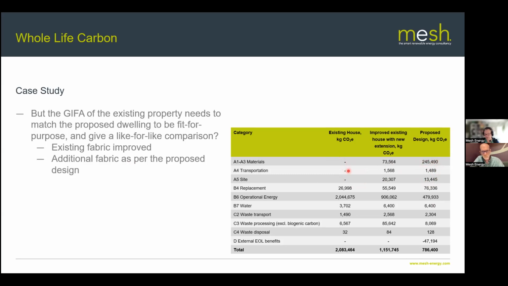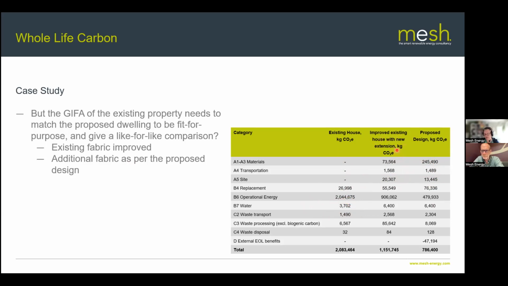Now, that's all really well and good. And this is where the discussions around the use of SAP started to creep in as well, because when we're doing our thermal modeling, we're effectively doing a CIBSE TM54 analysis on regulated and unregulated loads. So we understood that the operational energy of the existing house is going to be just over 2,000 tons for the next 60 years.